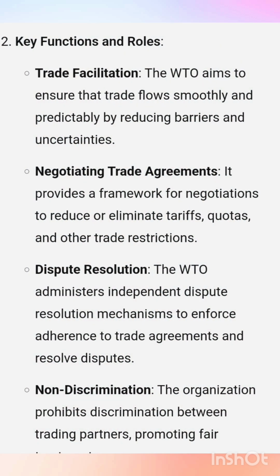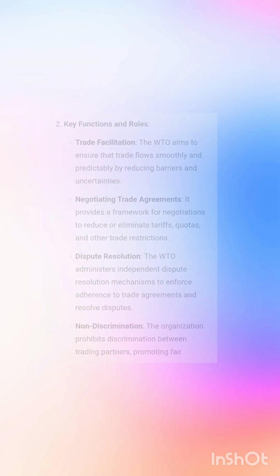Trade facilitation. The WTO aims to ensure that trade flows smoothly and predictably by reducing barriers and uncertainties. Negotiating trade agreements. It provides a framework for negotiations to reduce or eliminate tariffs, quotas, and other trade restrictions. Dispute resolution. The WTO administers independent dispute resolution mechanisms to enforce adherence to trade agreements and resolve disputes. Non-discrimination. The organization prohibits discrimination between trading partners, promoting fair treatment.